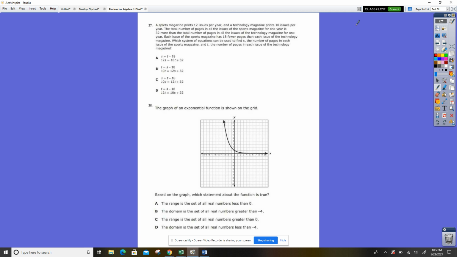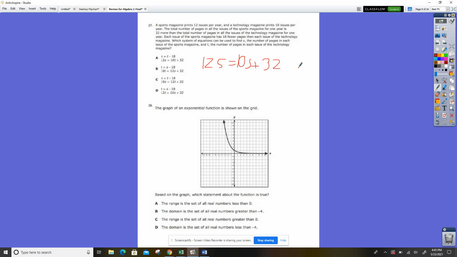So this second sentence says the total number of pages in all the issues of the sports magazines. Okay, so if there's 12 sports magazines, that's going to say 12S is equal to the total number of pages for 1 year is 32 more than the total number of pages in all the issues of the technology magazine, which is 10 issues. So 12S is equal to 10S plus 32.